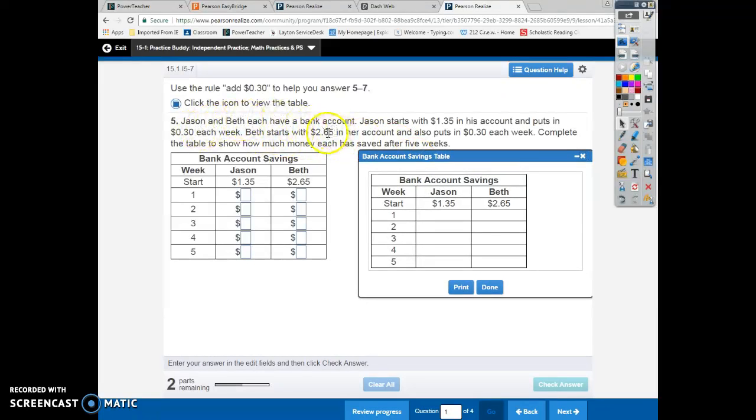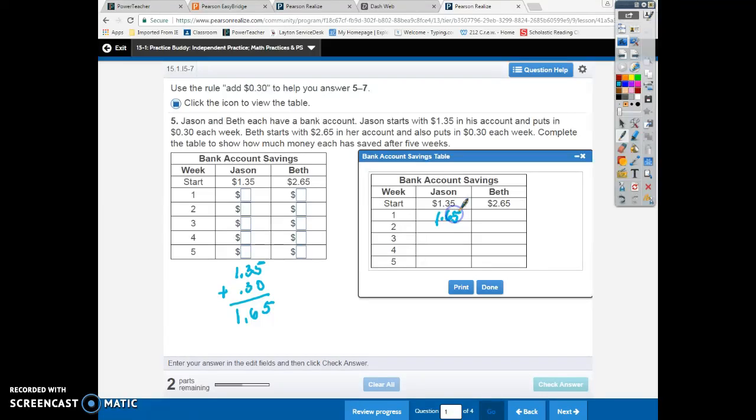Jason and Beth each have a bank account. Jason starts with $1.35 in his account and puts 30 cents in each week. So he's doing 1.35 plus 0.30. That's adding 30 cents. So he's going 5, 3 and 3 is 6, $1.65 right here.